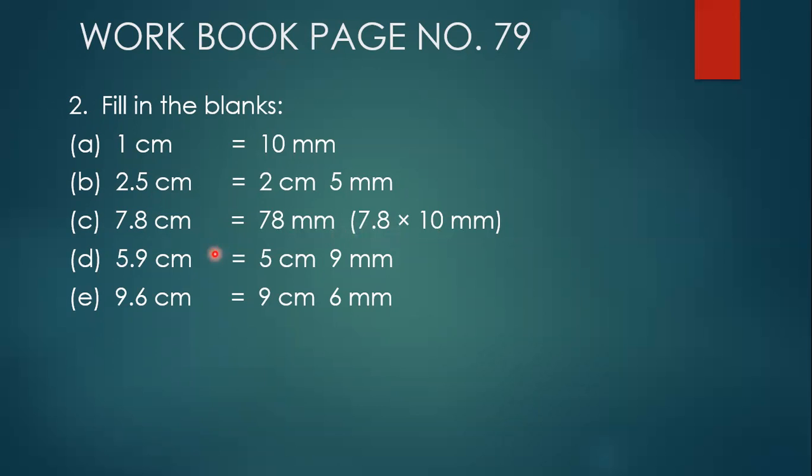Now, 5.9 centimeter is equal to 5 centimeter and 9 millimeter. The last one is also the same way of conversion. 9.6 centimeter is equal to 9 centimeter and 6 millimeter. It's very simple. And here you have to learn by heart the conversion of standard units, like 1 centimeter is equal to 10 millimeter, 1 meter is equal to 100 centimeter, and 1 kilometer is equal to 1000 meter.